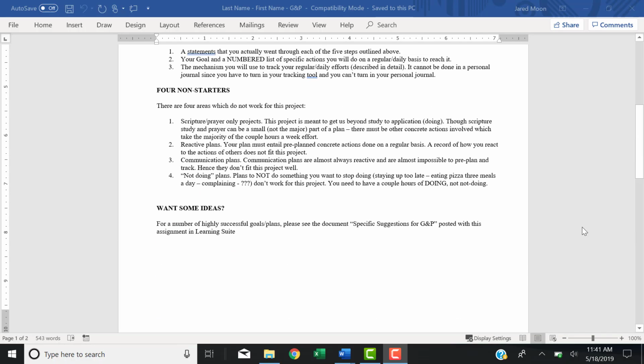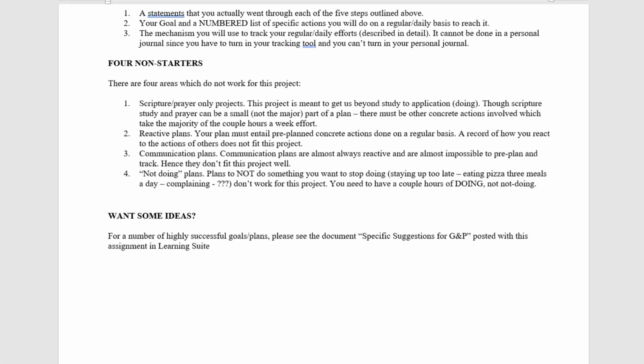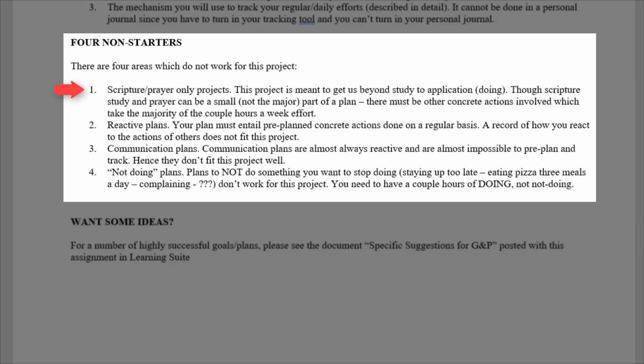Now, there are 4 things that you simply can't do for this project that Brother Goodman calls non-starters. First, prayer and study, whether that's scripture study or otherwise. I mean, definitely do those things, the prophets encourage it, but because this project is meant to get us beyond study to actually acting on what we study, no form of just studying can be a major part of this project. It can be a small part, but more than half needs to be something you do beyond study and prayer.